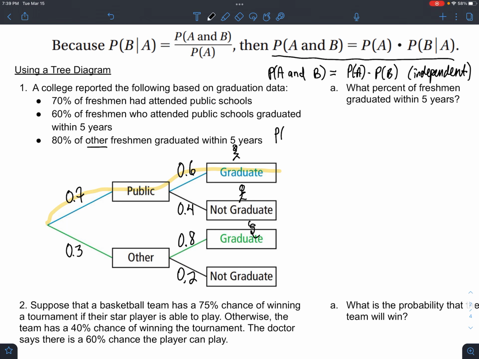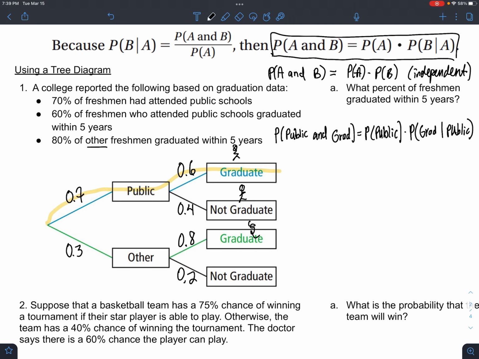So we're going to take this path first. Let's write it out. The probability of going down that path, which is the public path and the graduate path. Our new formula here that I underlined and boxed in says that it's the probability that you go public times the probability that you graduate given that you went public. But all that complicatedness, that yellow path, is just a 70% chance multiplied by a 60% chance. So if you're a person standing here at the very beginning, there's a 42% chance that you're going to go down that yellow path.